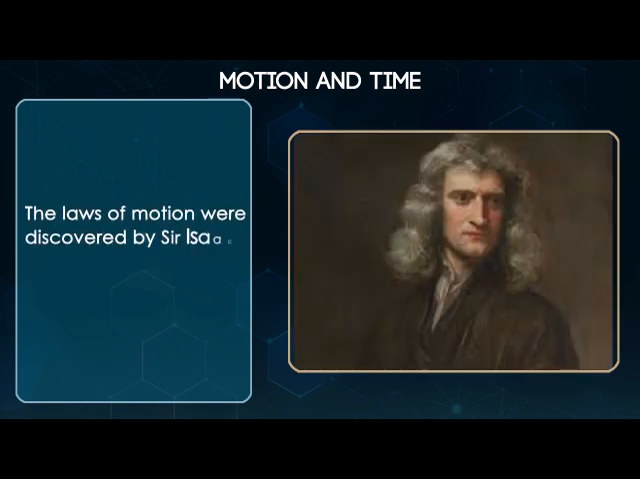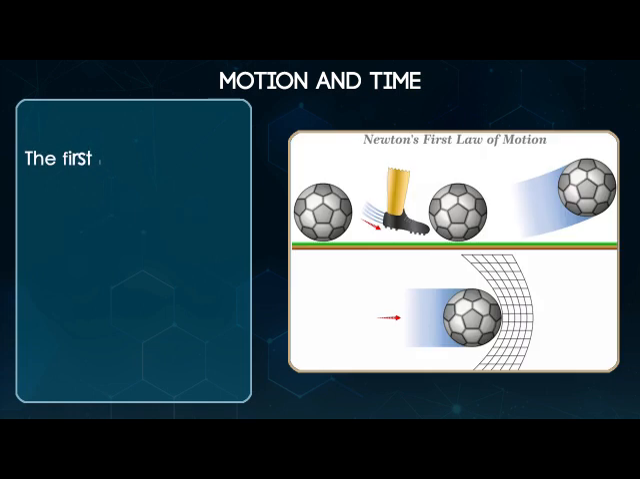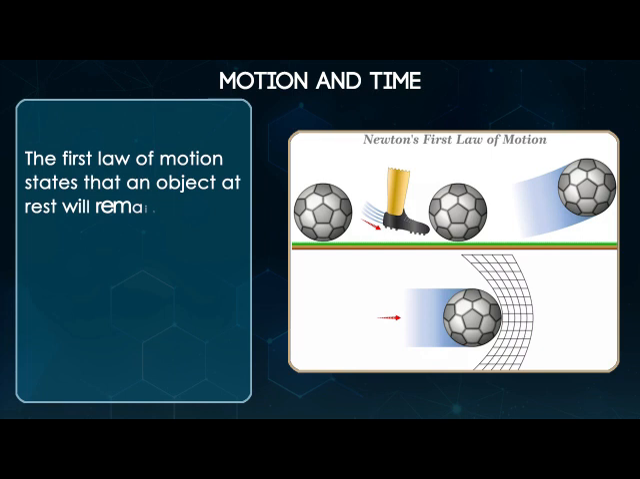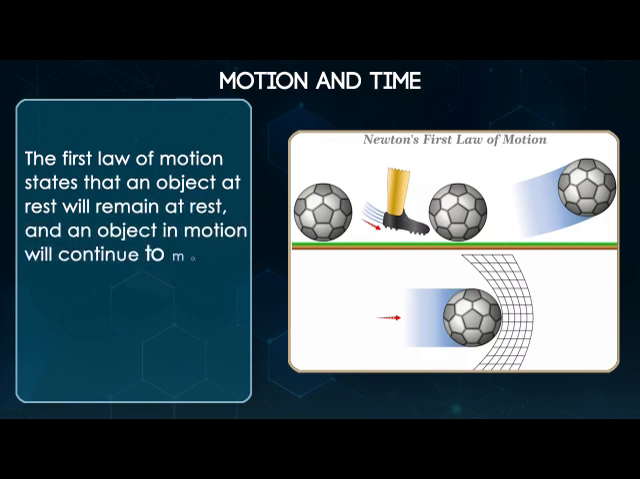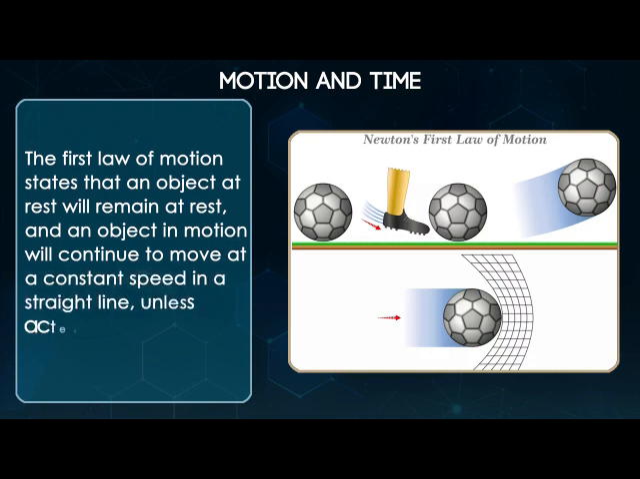The laws of motion were discovered by Sir Isaac Newton. The first law of motion states that an object at rest will remain at rest and an object in motion will continue to move at a constant speed in a straight line unless acted upon by an external force.